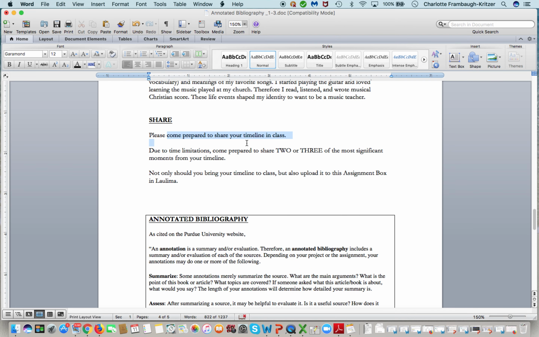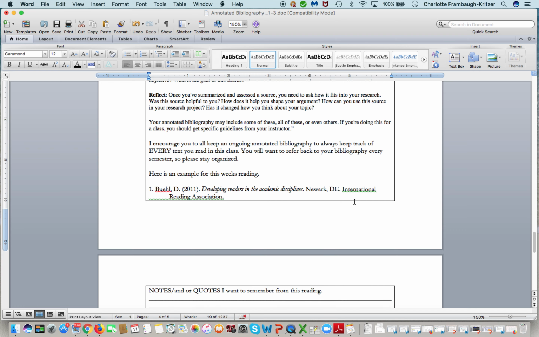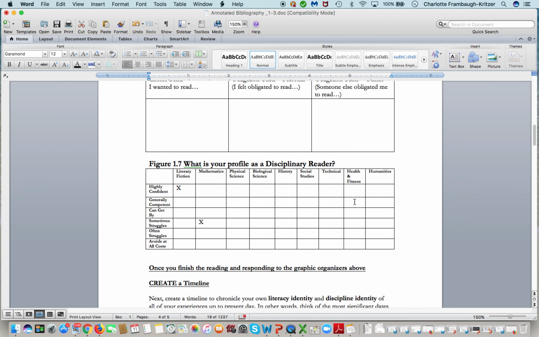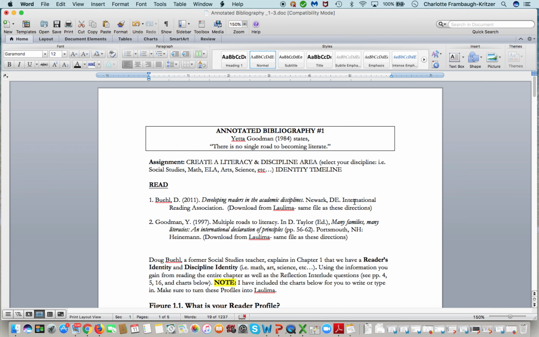Come prepared to share in class, but you're going to be sharing in small groups. I'll be putting you in breakout rooms. Come prepared to share only two to three of your events. You can't share all eight to eleven. And make sure that you upload this to the assignment box on LaLima by the deadline so that I can respond to you. Again, I hope that this has been helpful in your understanding of what's due.